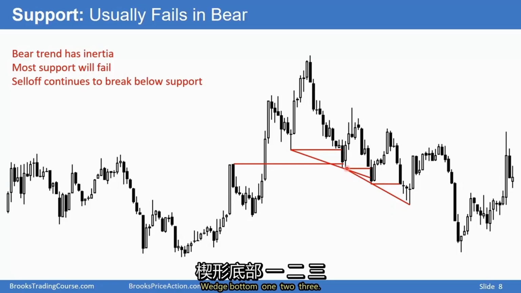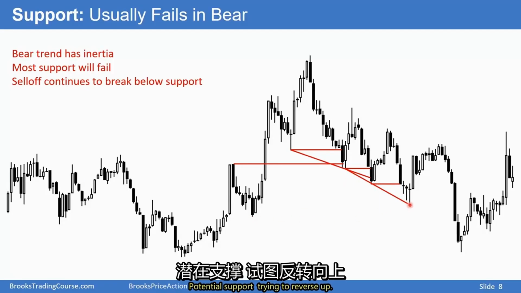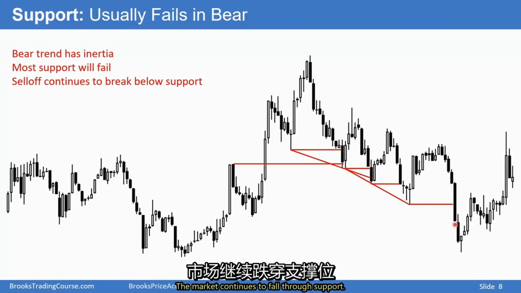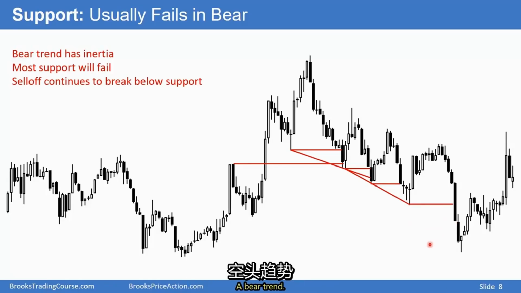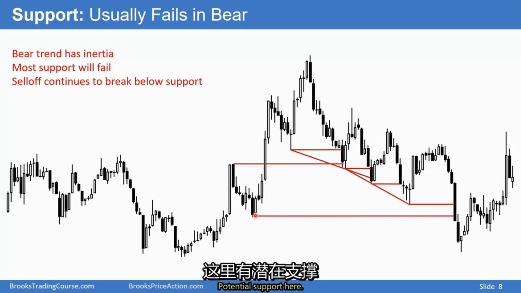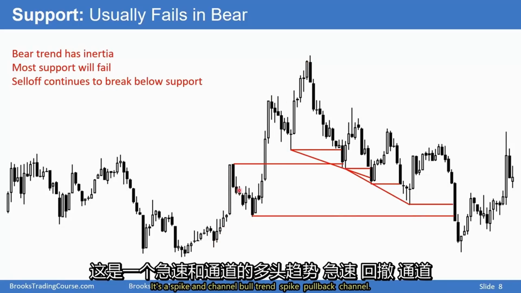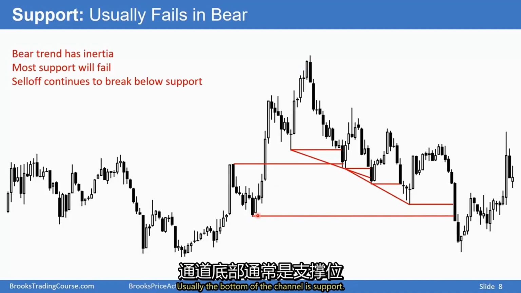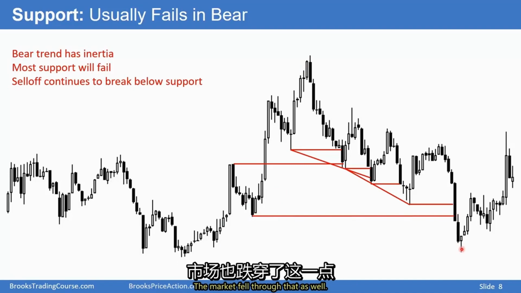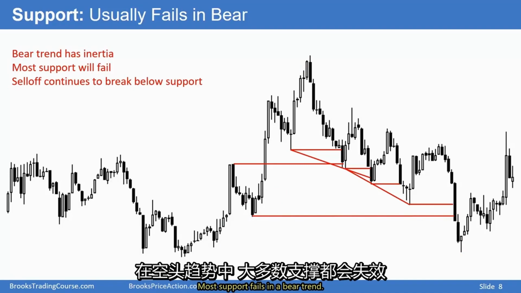A wedge bottom, 1, 2, 3, double bottom here, potential support, trying to reverse up. The market continues to fall through support, a bear trend. Potential support here. We have a spike, pullback, second push, third push. It's a spike in channel bull trend, spike, pullback, channel. Usually the bottom of the channel is support. The market fell through that as well. Most support fails in a bear trend.